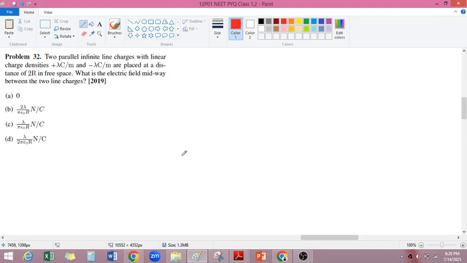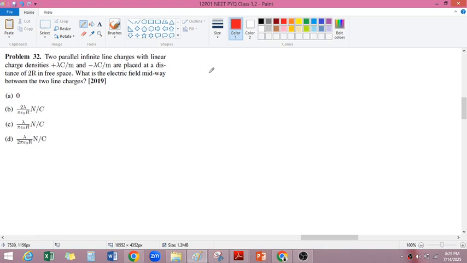Okay, let's see what they sent. Two parallel infinite line charges with linear charge densities plus lambda and minus lambda coulomb per meter are placed at a distance of 2r in free space. What is the electric field midway between the two line charges? Okay, let's try to understand the situation properly with the diagram.